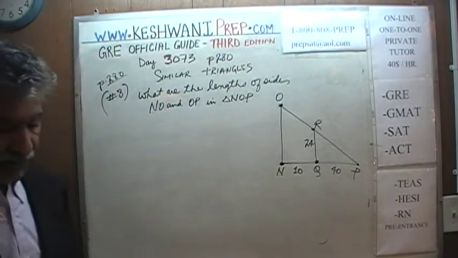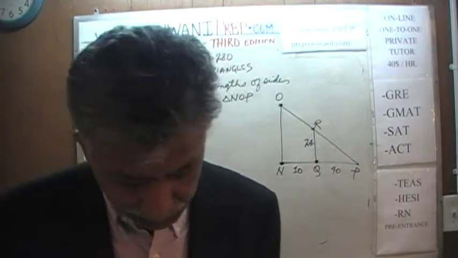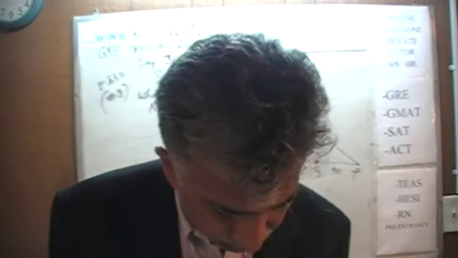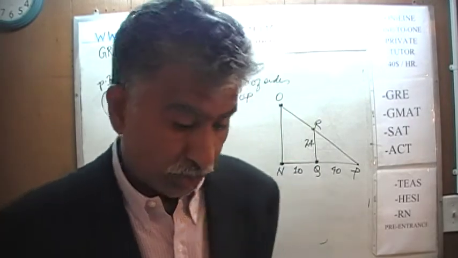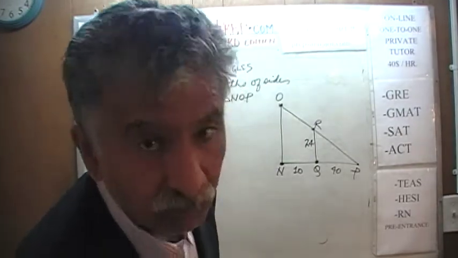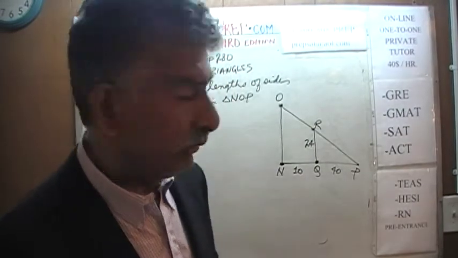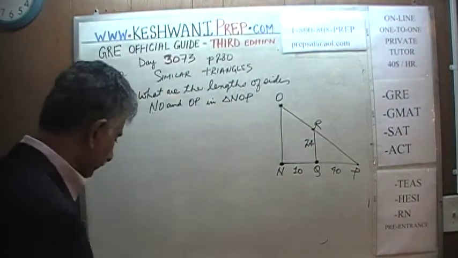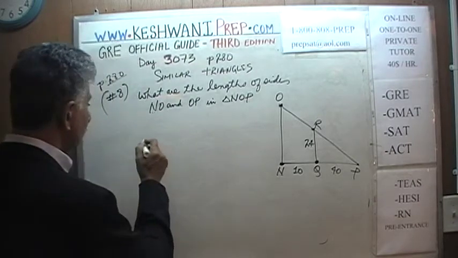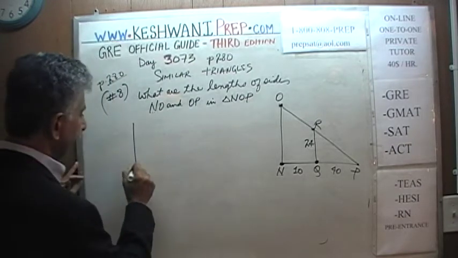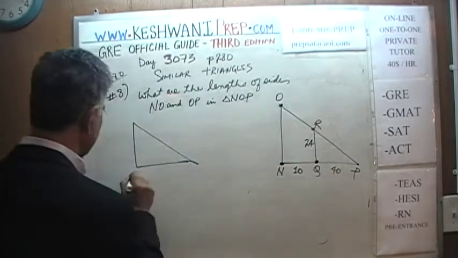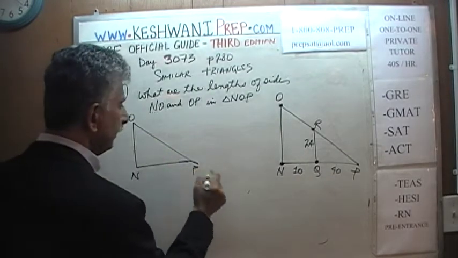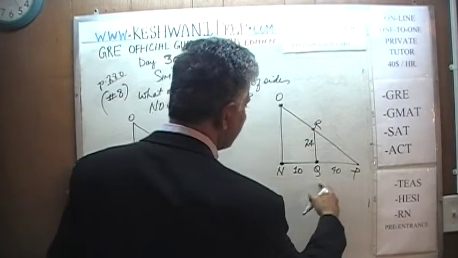But they don't tell you here. In the previous problem, they actually told us that triangles PQR and XYZ are similar. Here, they don't tell us that. So how do we know they're similar? Well, we have to establish that ourselves. So here we go. We're dealing with two triangles, NOP and PQR.